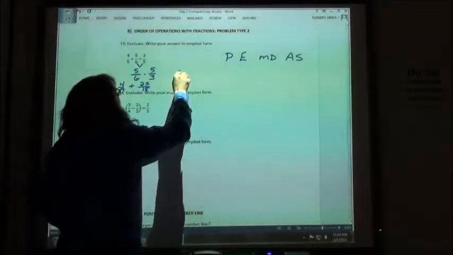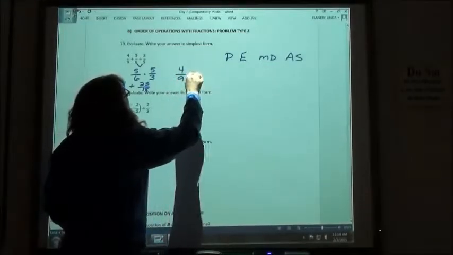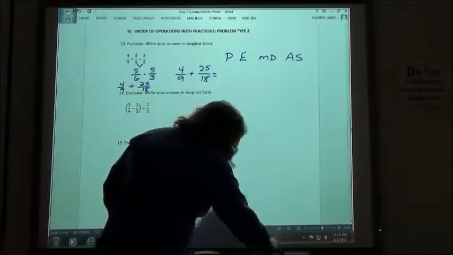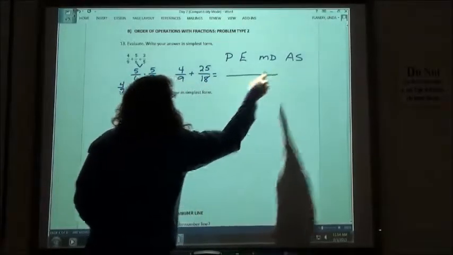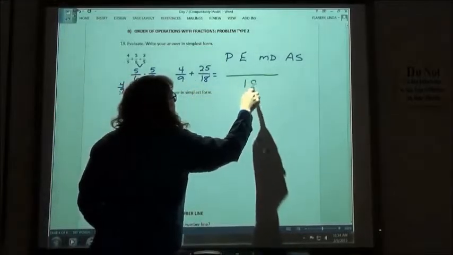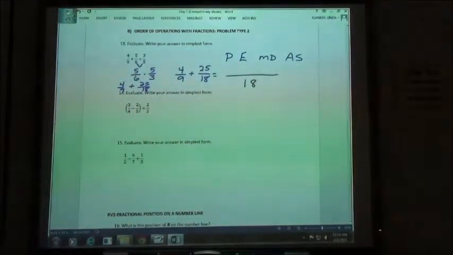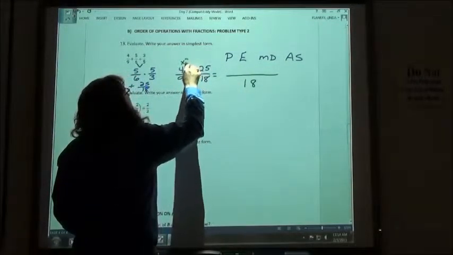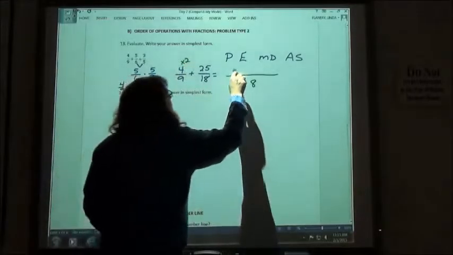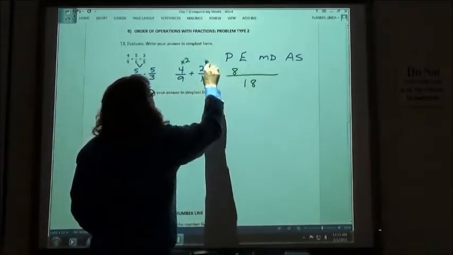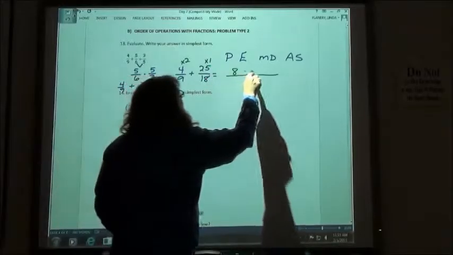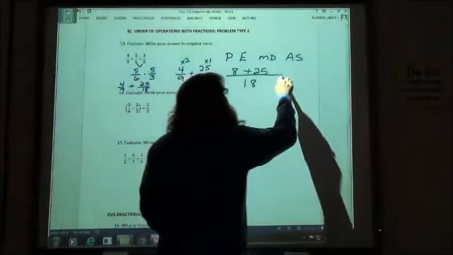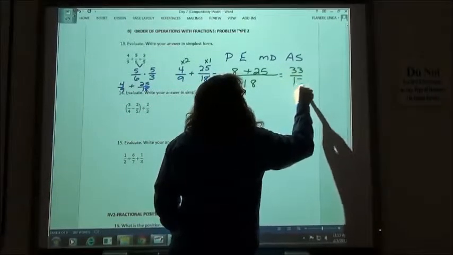I'm going to rewrite that a little bigger. 4/9 was in front, plus 25/18. I then have to find my common denominator in order to add those fractions. Since 9 goes into 18, 18 is my least common multiple, my common denominator. 9 goes into 18 2 times. 4 times 2 is 8. 18 goes into 18 once. 1 times 25 is still 25. So I have to do 8 plus 25, which gives me 33/18.